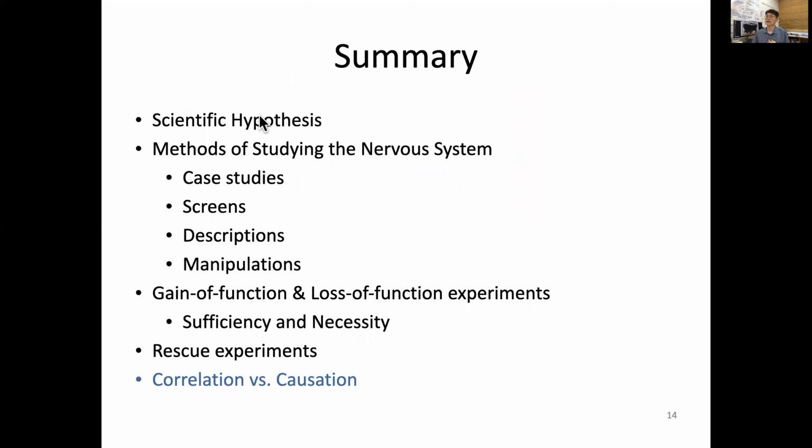As a summary, we discussed the scientific hypothesis as a worldview that is testable and falsifiable. We discussed studying the nervous system by case studies, screening, description, and manipulation. We also discussed gain of function and loss of function experiments, which give sufficiency and necessity. And to show causality, we can develop a very clever rescue experiment, and the difference between correlation and causation.